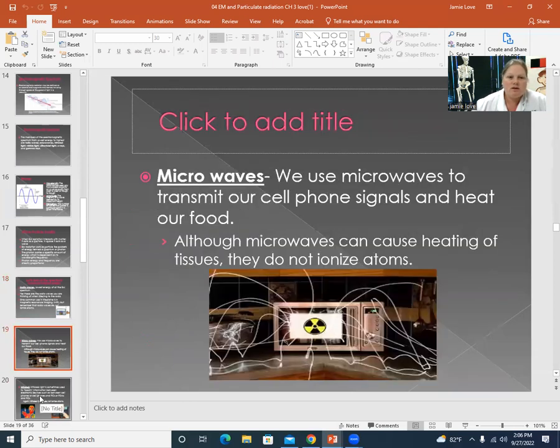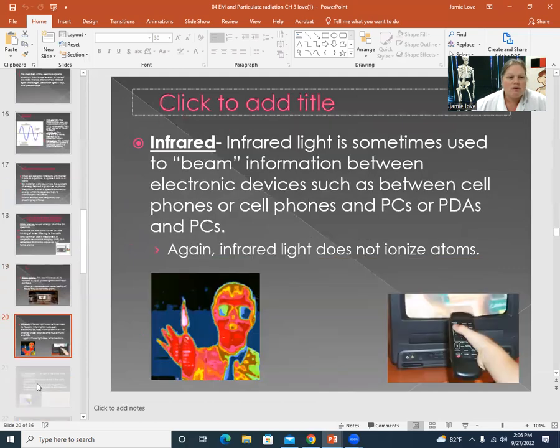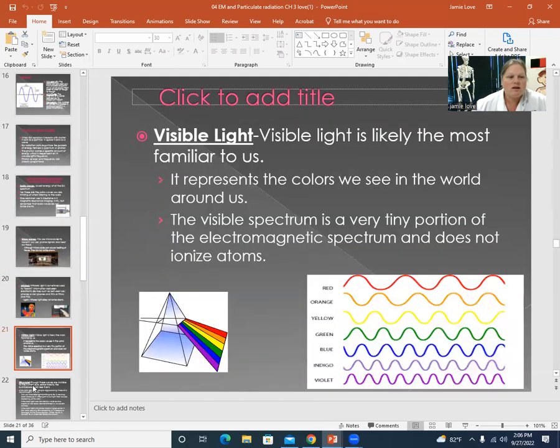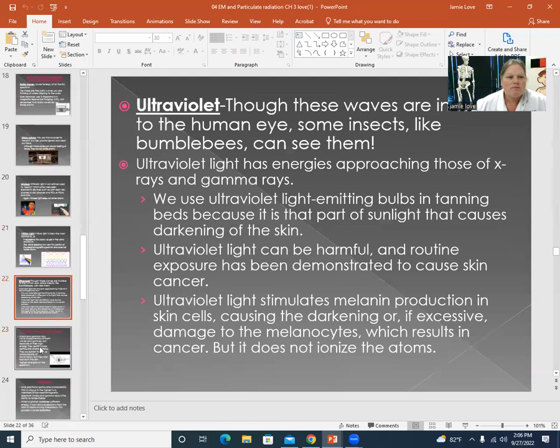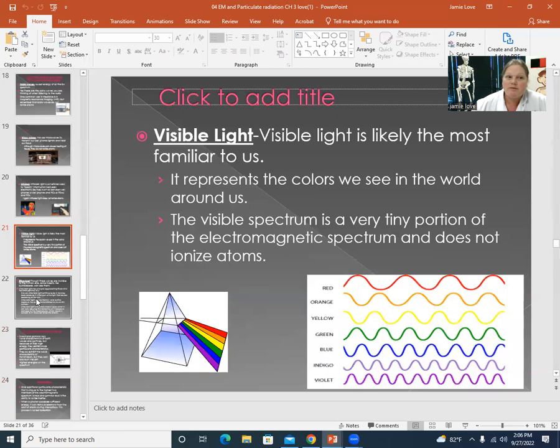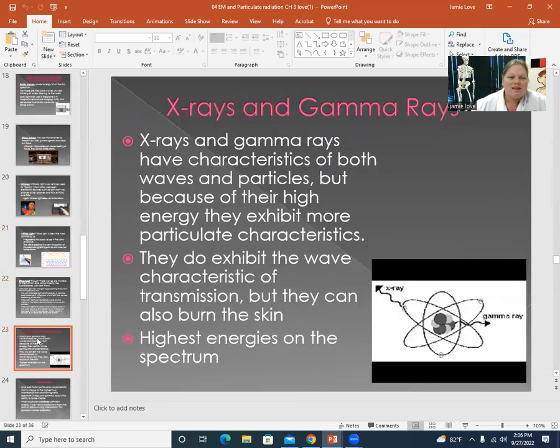Microwaves are next on our spectrum. Then we've got infrared, UV light, visible light. Well, I messed that up, didn't I? Visible light first, then UV light. Then our ionizing X-rays and gamma rays are at the end. These can cause skin burns. They can cause ionization to our body. They have the highest energy on the spectrum, and where they originate from is the difference: X-rays from the electrons, gamma from the nucleus.